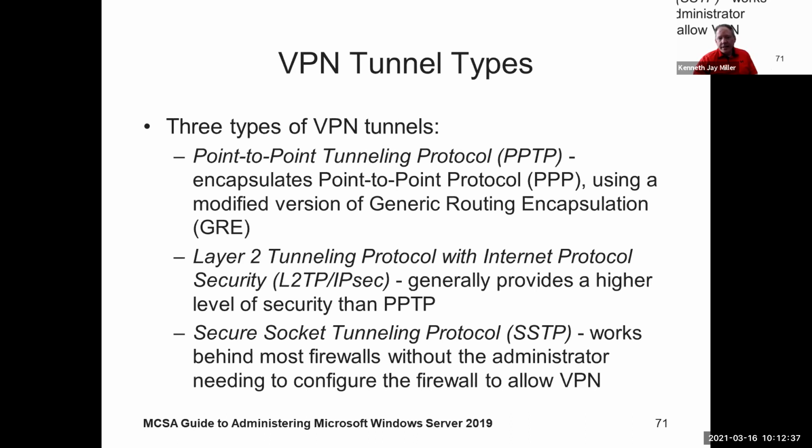So layer 2 is a protocol that operates at layer 2, which is the data link layer, right? As we learn about the OSI model in networking, we know the physical layer is where the connections are. Layer 2 is where our switches are and MAC addresses. Layer 3 is the networking and routing. Layer 2 is considered a higher level of security than the point-to-point tunneling, because PPTP uses a general routing encapsulation protocol, which is secure, but it's not as secure as layer 2.